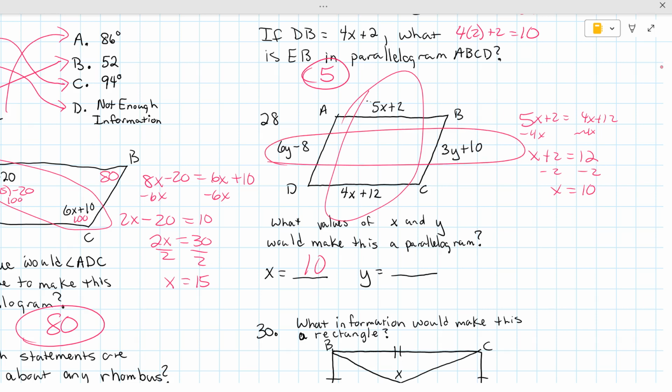Opposite sides are congruent. 6y minus 8 equals 3y plus 10. Subtract 3y. 3y minus 8 equals 10. Add 8. 3y equals 18. Divide by 3. y equals 6. Those values, x equals 10, y equals 6, would make that a parallelogram because it would make the opposite sides equal to each other.